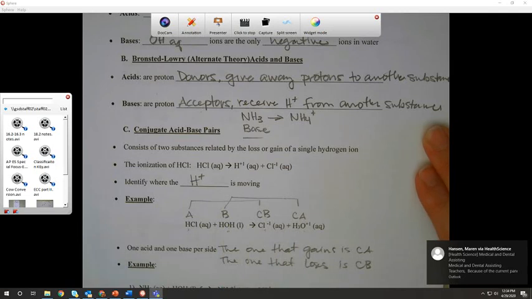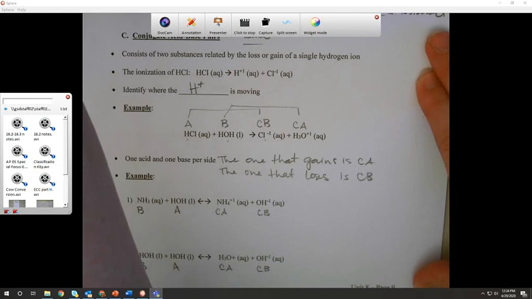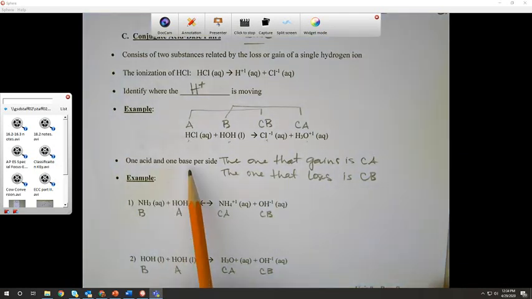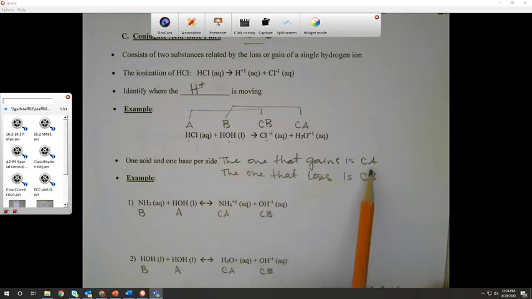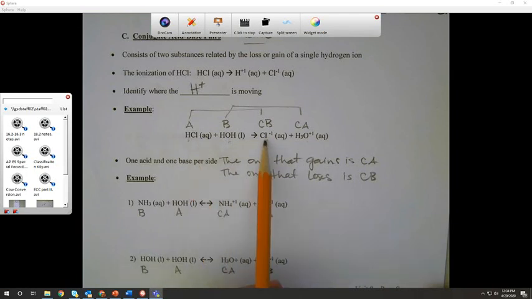Okay, let's do some examples, and hopefully that'll help. So you have only one acid and one base per side. The one that gains is the conjugate acid. The one that loses is the conjugate base. So if you look at it going forwards, if it loses, then this is the conjugate base. If this gains, this is the conjugate acid.